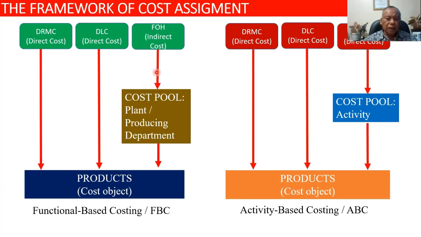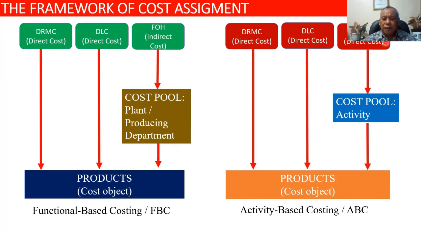The first, we have to assign the factory overhead cost to a cost pool. In the traditional costing, the cost pool is the plant or producing department. So actually, the cost pool in this case is the organizational units. It is different from the activity-based costing.